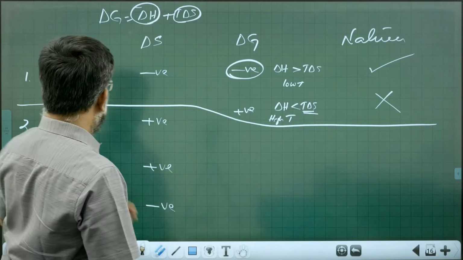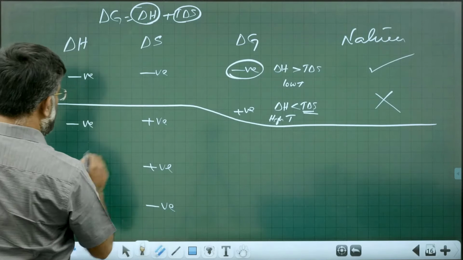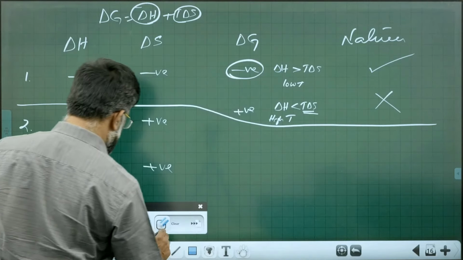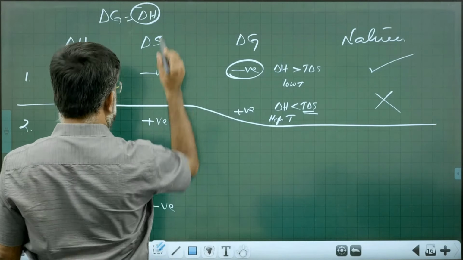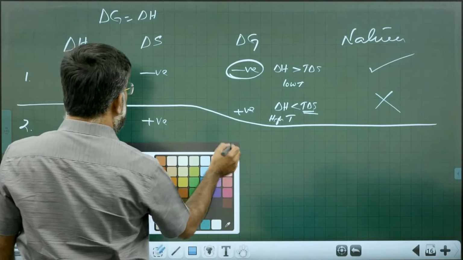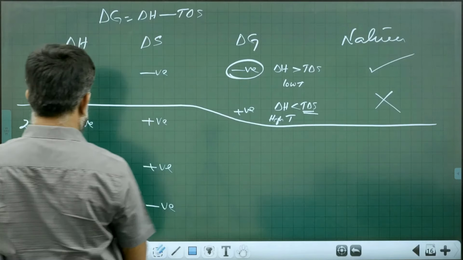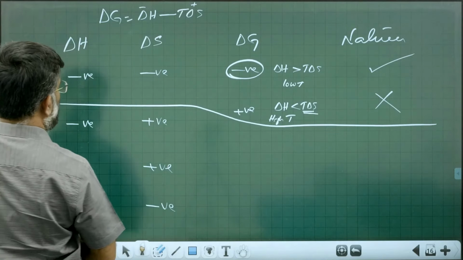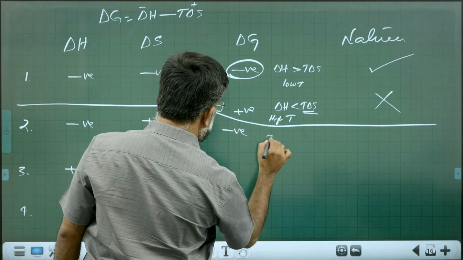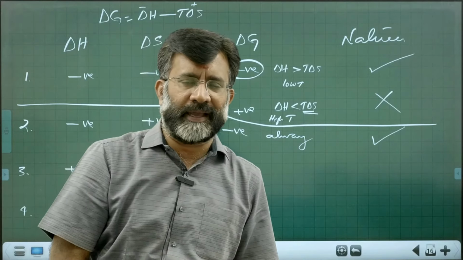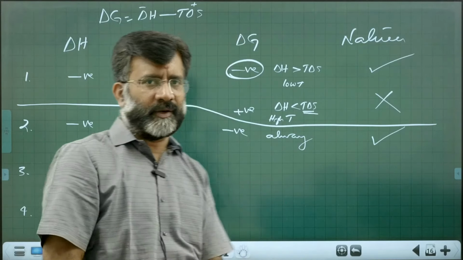Hope you understand. What about the second case? Delta H negative and delta S positive. So the basic equation is delta H minus T delta S. This is negative and this is positive. That means both are negative. That means delta G is negative always and the reaction is spontaneous always. Most favorable situation for a reaction to be spontaneous. Few minutes back I told.